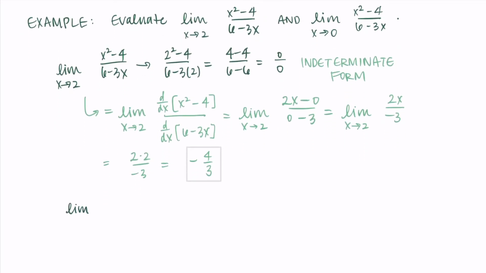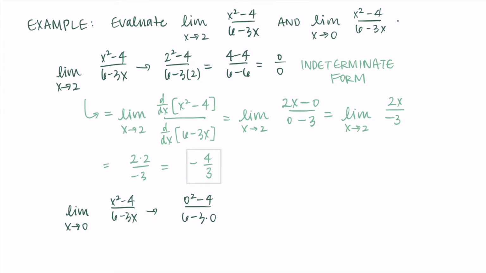Okay, let's repeat this process for the other limit we were asked to solve. Here, it's the same function, we're just doing the limit as x approaches 0. Remember, my first step is to plug in the value, substitute in 0. So I'm getting 0 squared minus 4 all over 6 minus 3 times 0. Then when I simplify this, I'm getting negative 4 over 6, which is negative 2/3. And so actually, this is just the solution to my limit. We didn't need L'Hopital's rule here because we could just evaluate the limit using substitution.